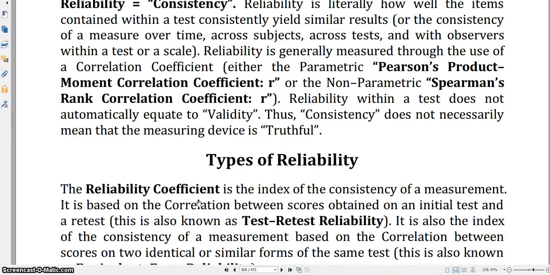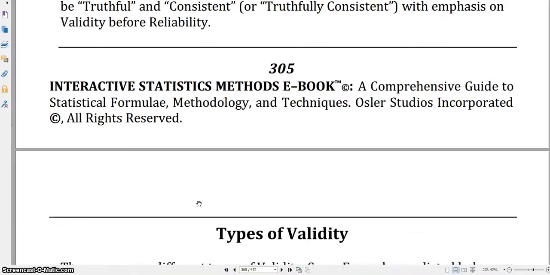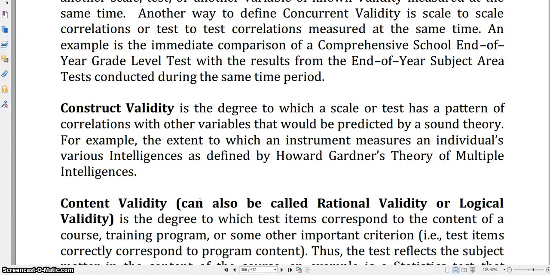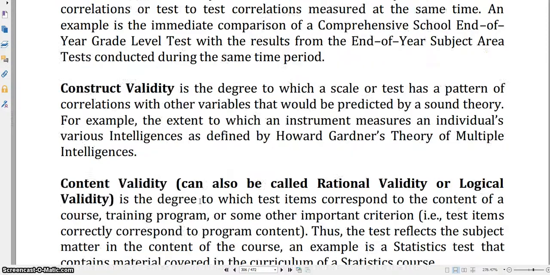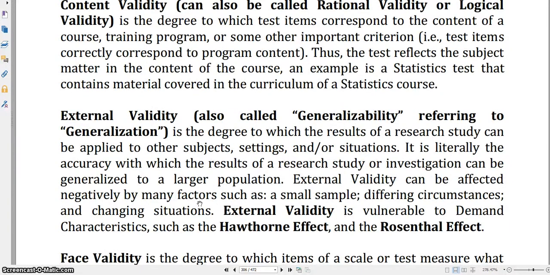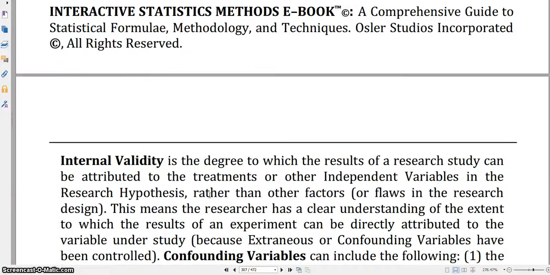And there are types of reliability, validity. All of that is talking here. What is construct validity in terms of sound theories that back a particular research design? Concurrent validity. Does the test measure truthfully, validly what is purported to measure? Content validity. So do the items on the test correspond to whatever it is that you're measuring? External validity, where the truthfulness applies to other subjects and situations. Face validity. There's a lot of them.